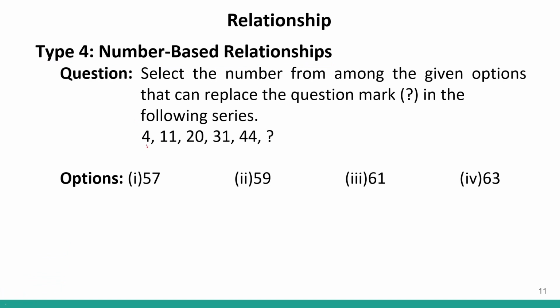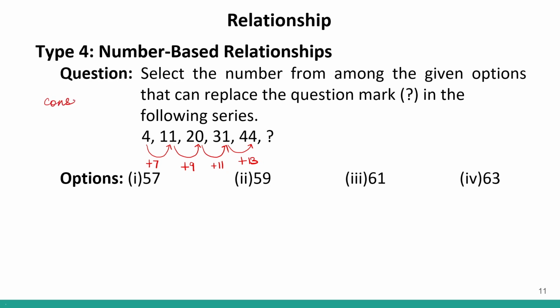Now what is the difference between 4 and 11? This is plus 7. What is the difference between 11 and 20? This is plus 9. 20 and 31, plus 11. 31 and 44, plus 13. So what are these? These are consecutive odd numbers.